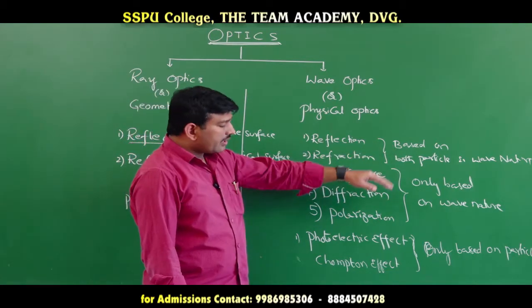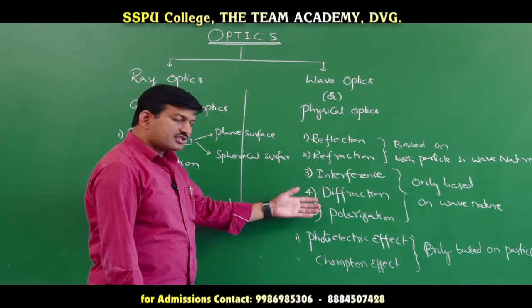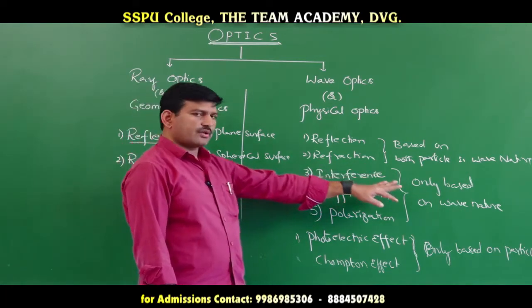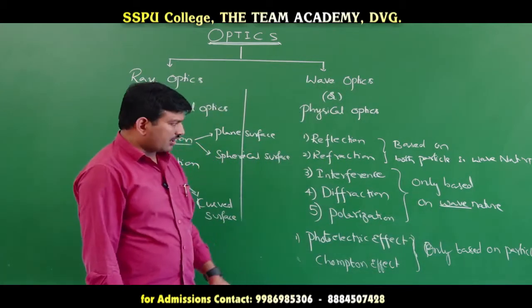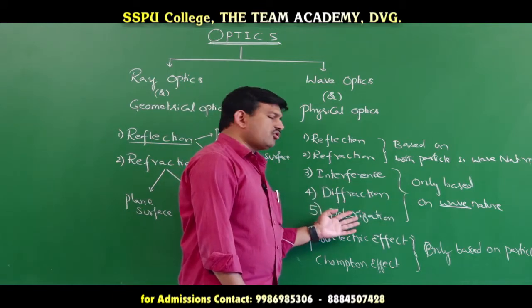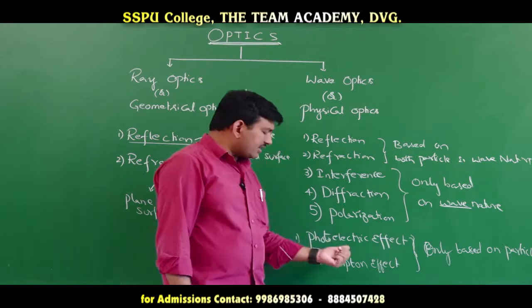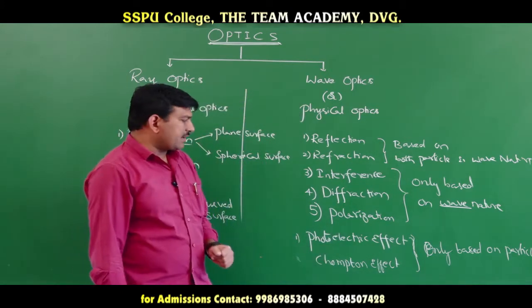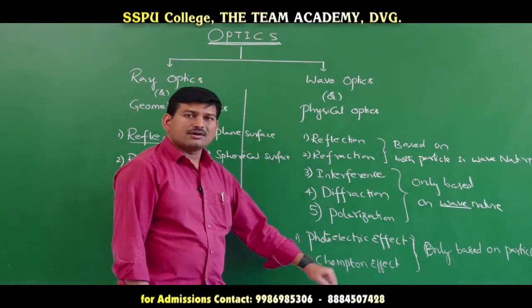Reflection and refraction can be studied based on both particle nature as well as wave nature. But interference, diffraction, and polarization can be explained only based on the wave nature. They cannot be explained based on the particle nature. Whereas the photoelectric effect and Compton effect can be explained only based on the particle nature. These things cannot be explained based on the wave nature.